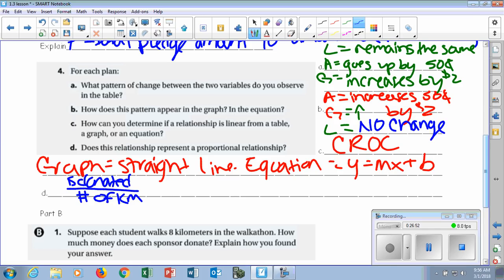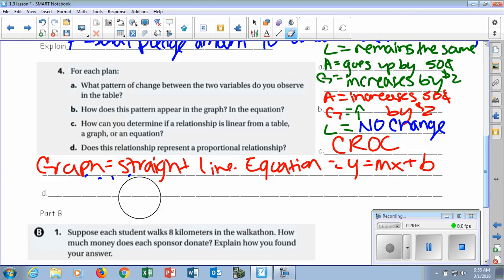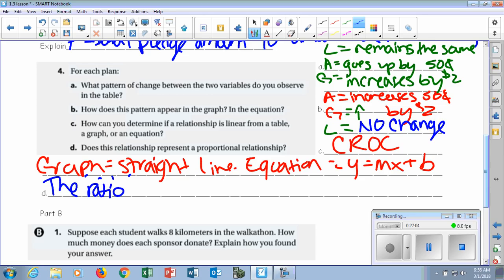The ratio. Let me write this. I'll put the ratio that we will be looking at is the amount of money donated over the distance, the kilometers. It is not a constant, right?